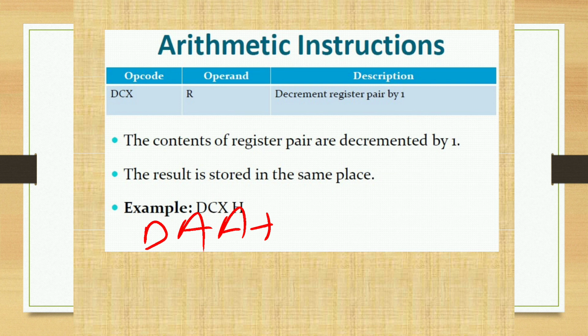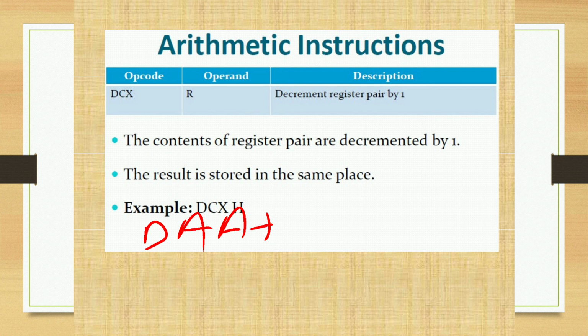6 is added to the 4 LSB of the content of the accumulator if their value lies between A and F, or the auxiliary carry flag is set to 1. Similarly, 6 is also added to the 4 MSB of the content of the accumulator if their value lies between A and F, or the carry status flag is set to 1.